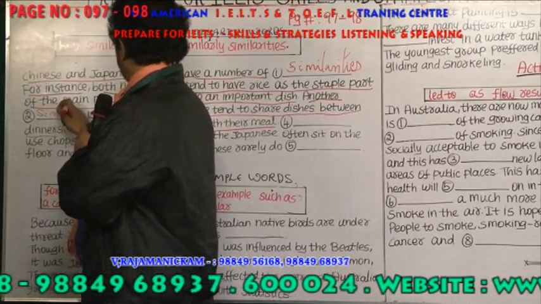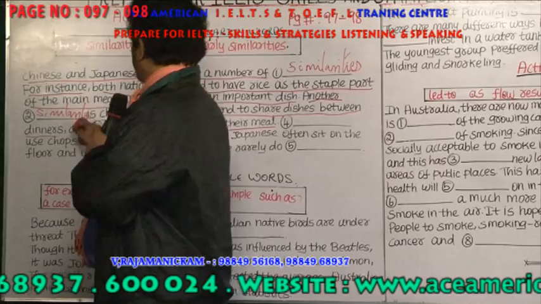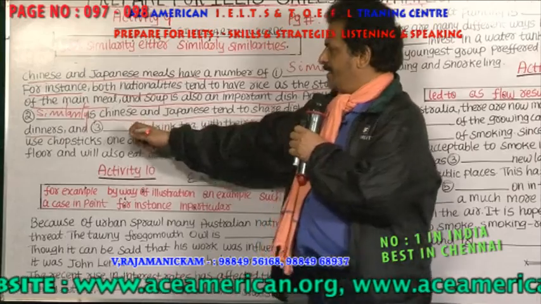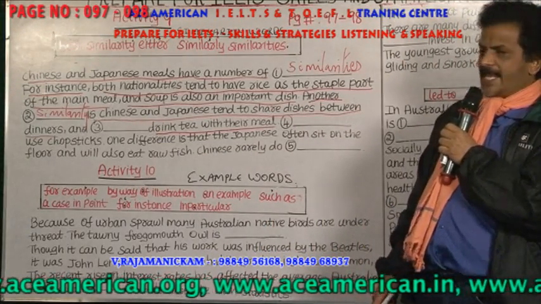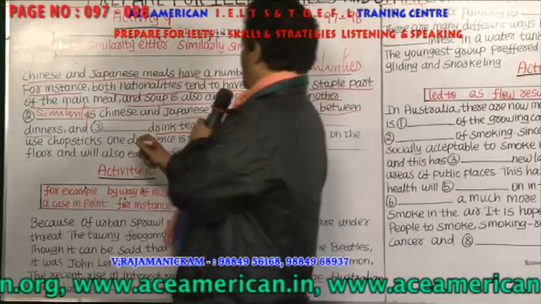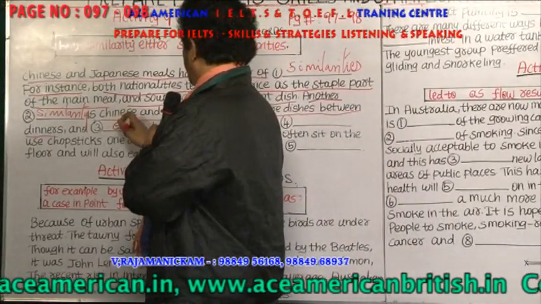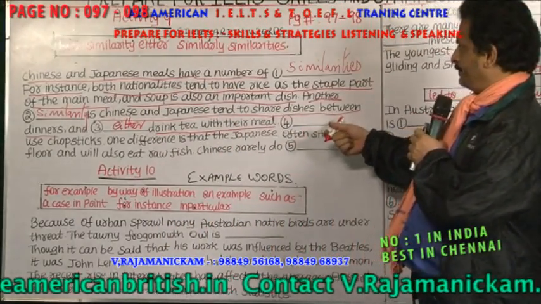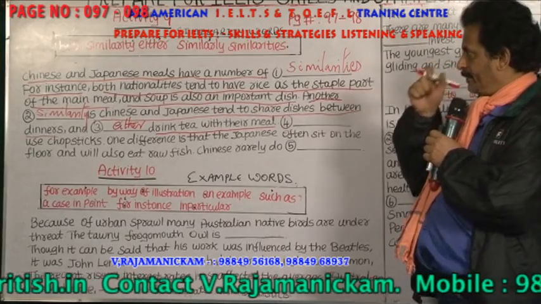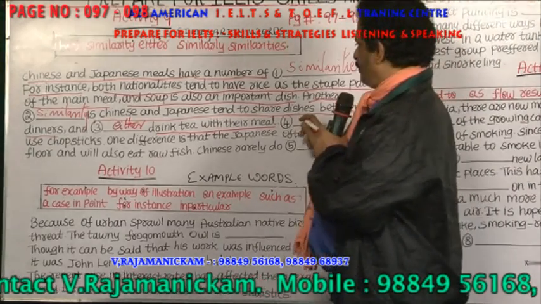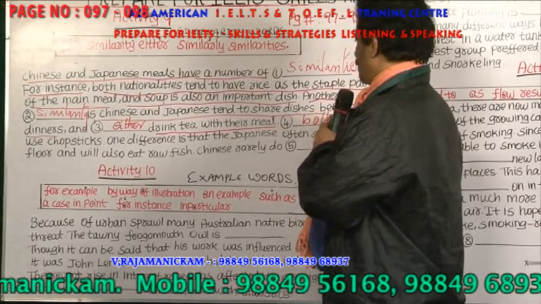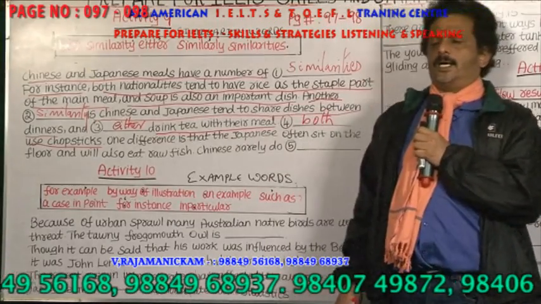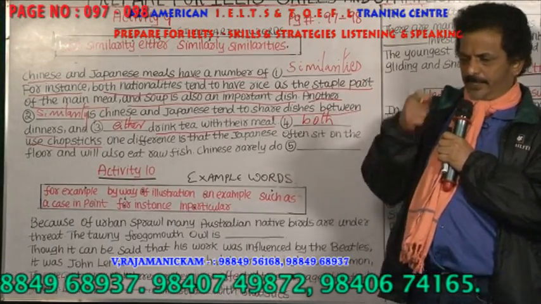So, similarity is a noun. Similarity is: Chinese and Japanese tend to share dishes between diners and either, both of them, either drink tea with their meal. Here, both use chopsticks. What do you mean by chopsticks? It is a stick, just like a fork and spoon. They use it for eating, chopsticks.